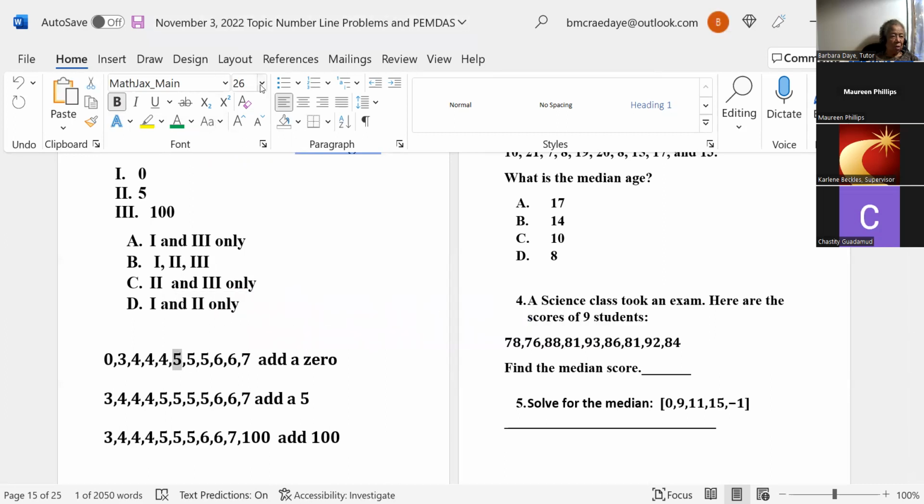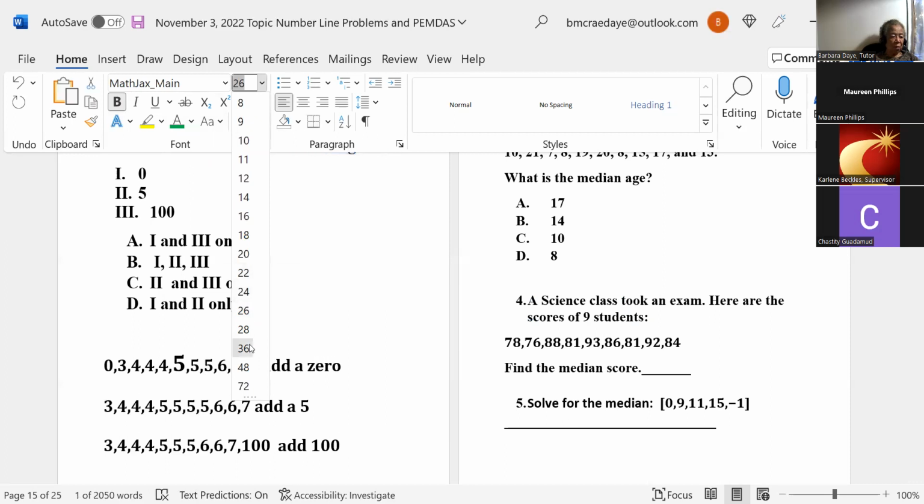Okay, I'll just make it bigger. Okay, so the median is 5, right? Yeah. Now, what about when I add a 5? What's the median? 5. Okay, 1, 2, 3, 4, 5. And there's the 5 again, sitting right there in the middle.